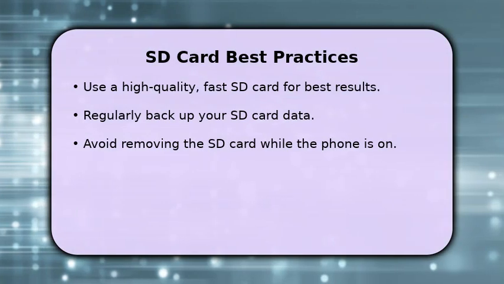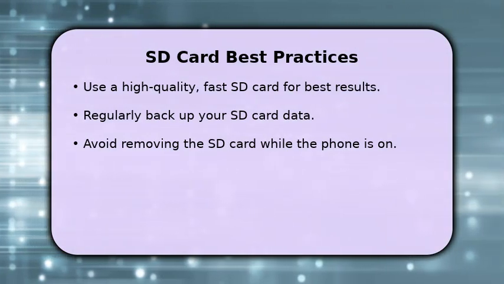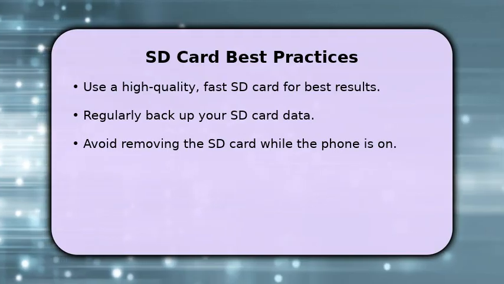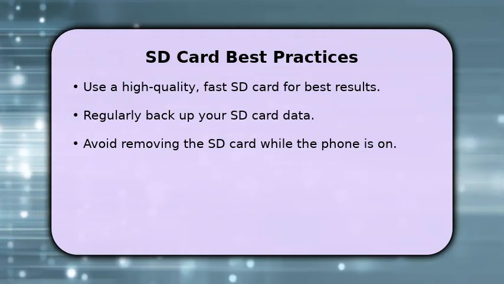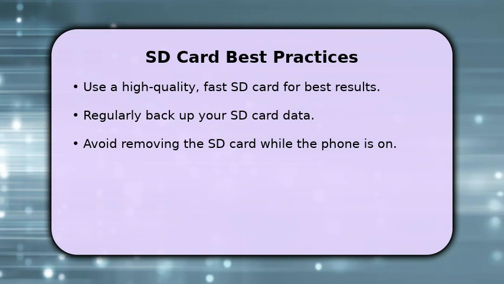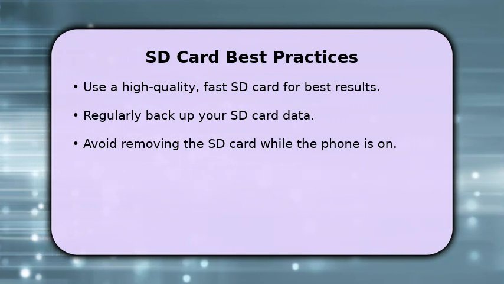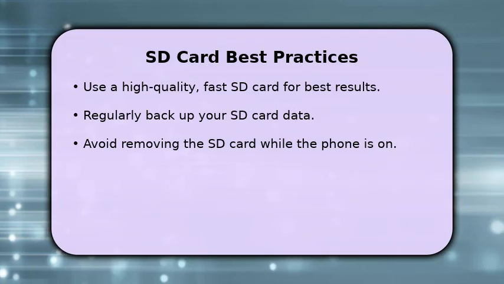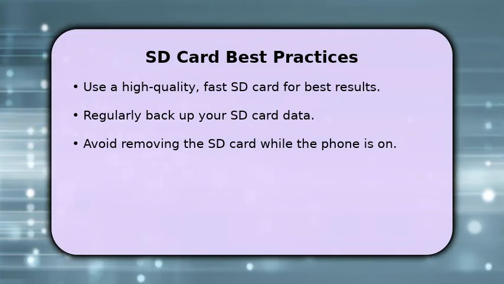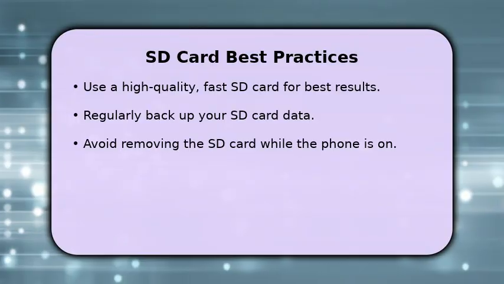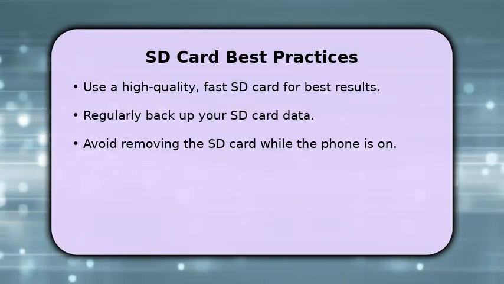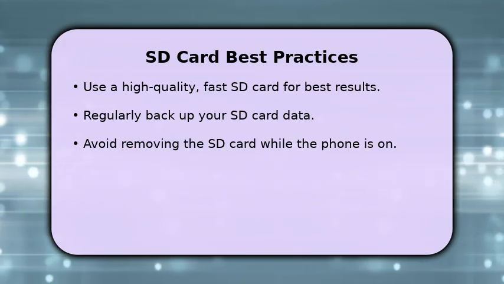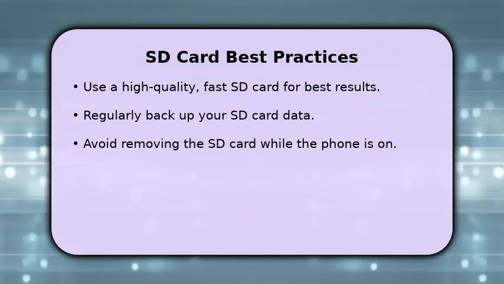For optimal performance and data security, always use a high-quality, fast SD card, preferably a Class 10 or higher. Regularly back up your SD card's contents to a cloud service or computer to prevent data loss. It's also crucial to safely eject your SD card before physically removing it from your phone to avoid corruption. Periodically check your SD card for any errors using your phone's storage settings to ensure its health and reliability.